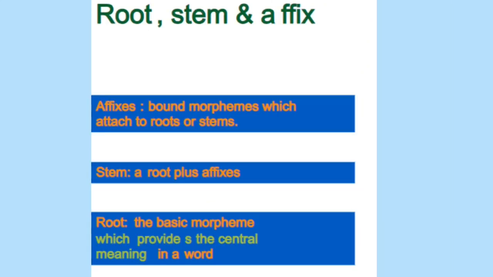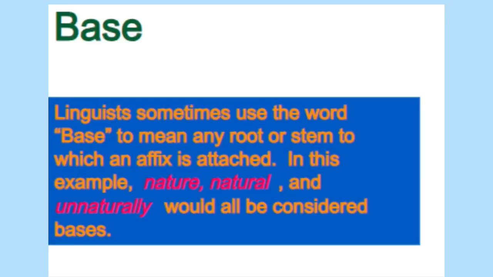Root, stem and affix. Affixes are bound morphemes which attach to roots or stems. What is a stem? A root plus affix makes a stem. What is a root? The basic morpheme which provides the central meaning in a word is called a root. Base. Linguists sometimes use the word base to mean any root or stem to which an affix can be attached. In this example, nature, natural and unnaturally would all be considered as bases.